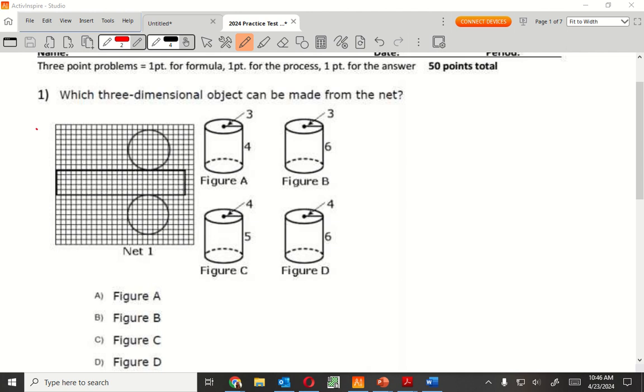What's going to be the radius of this here? So let's see, let's count it. 1, 2, 3, 4. It looks like it's going to be 4. So my radius looks like it's going to be 4 there. So that means it's going to get rid of both of these, right? And the D one. Okay, so let's look at the height. Starting here, 1, 2, 3, 4, 5. So my height should be 5, so that gets rid of this one. So my answer can only be C.